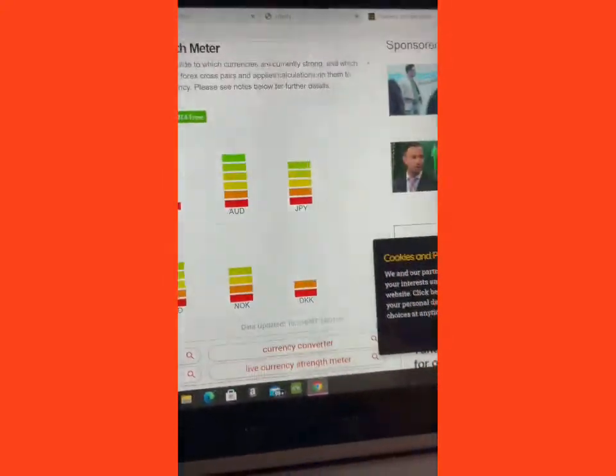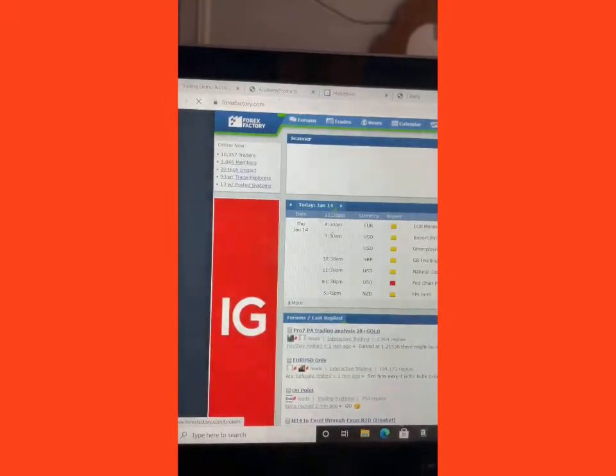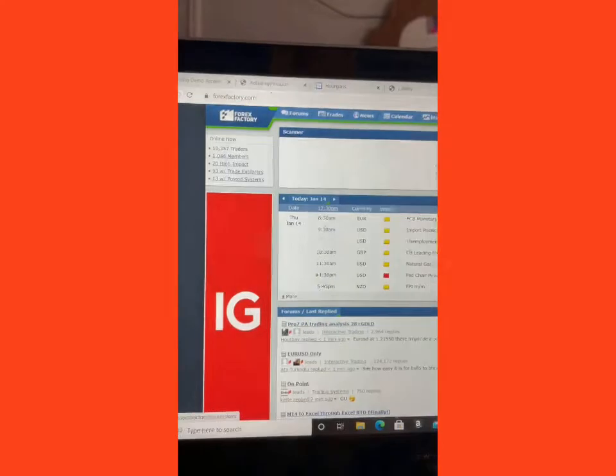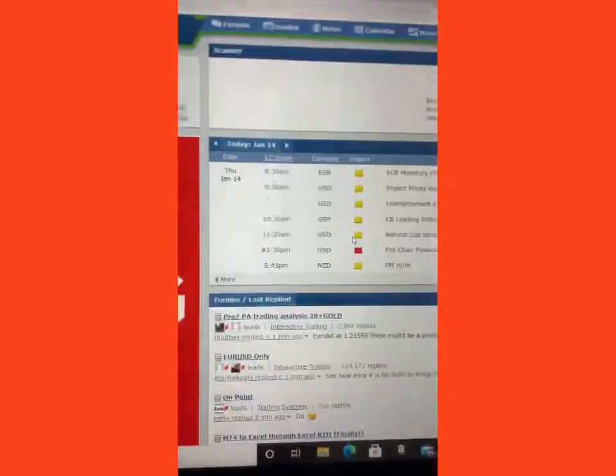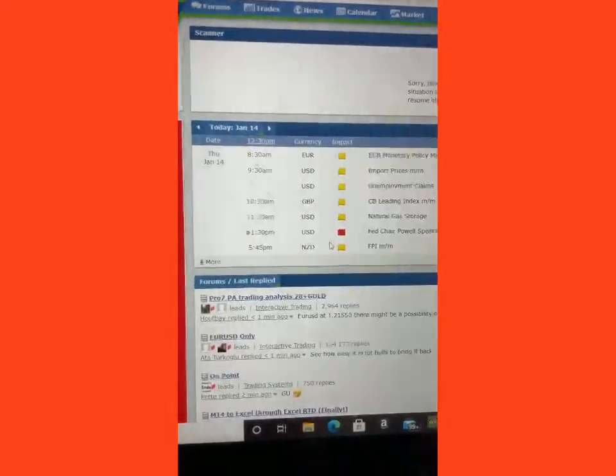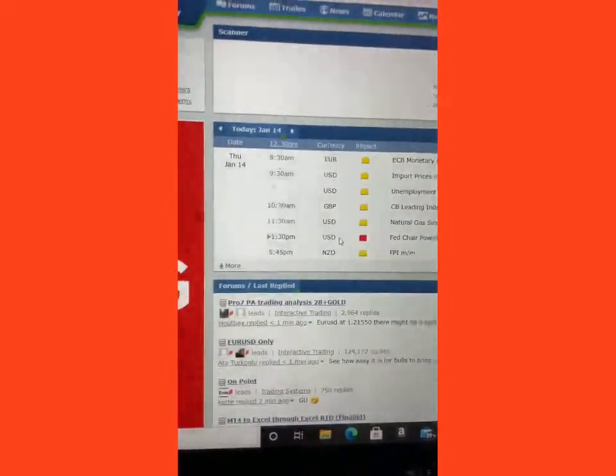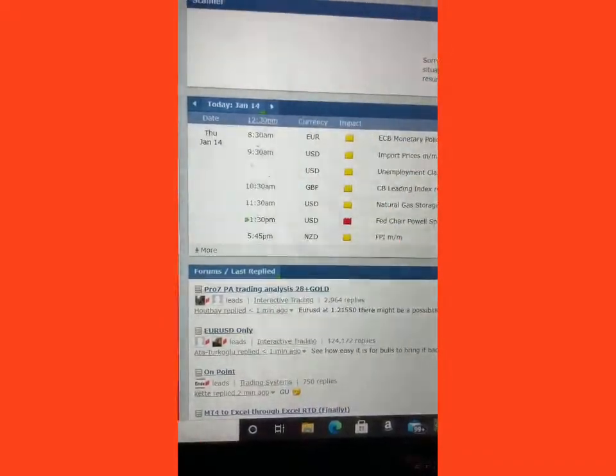And also, make sure you check your news. Forex Factory. Can't forget about that. Sorry, y'all. So right now, USD is yellow, which means we're good to trade. But at 1:30, somebody is speaking, so you would not trade at 1:30. But right now we're good. Right now we're good, right?